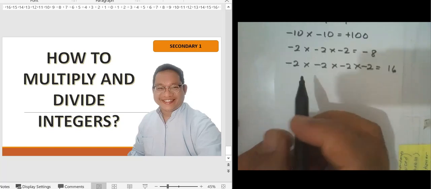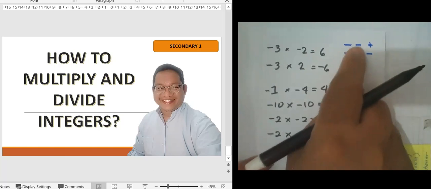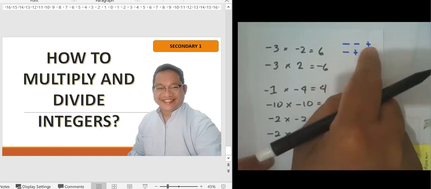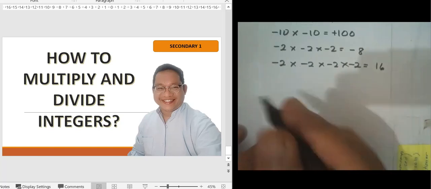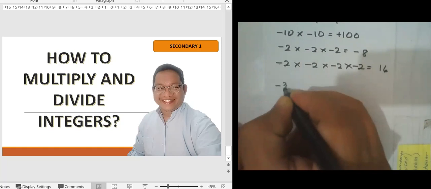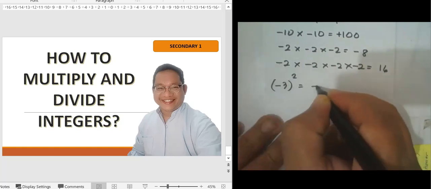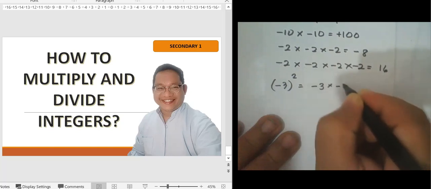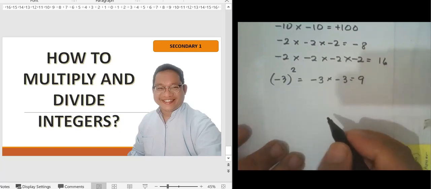Okay. So the rule is actually very simple. If you multiply the same sign, that's positive. If you multiply different signs, that's actually negative. So let's say, for example, you have -3 raised to the second power. Again, the meaning of that is -3 times -3, therefore that's equal to 9.